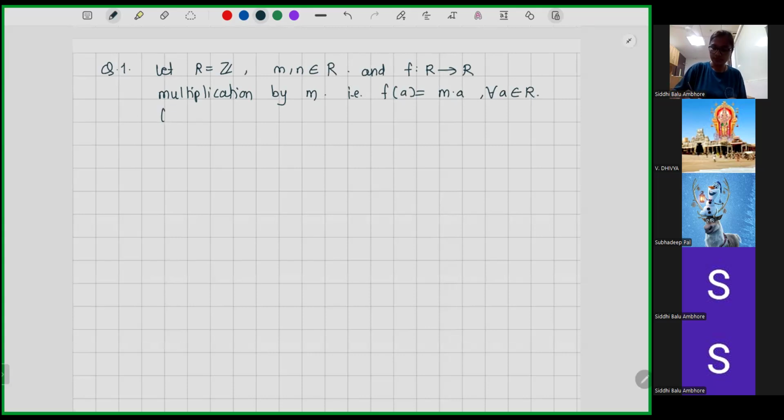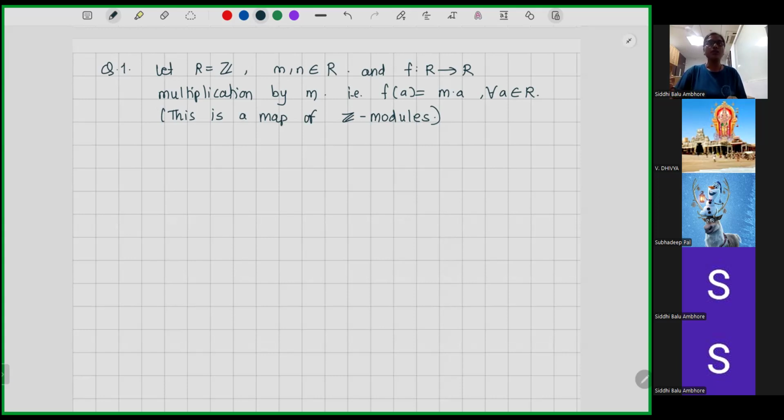Okay, so this is a map of modules, in fact Z modules or R modules, since Z is R here. Note that this is not a ring homomorphism, because in a ring homomorphism we need 1 to go to 1, but here 1 is not going to 1. Of course, if we choose M to be 1, it is, but in general for any given integer M, A going to M into A is not a ring homomorphism. So this is a module map.